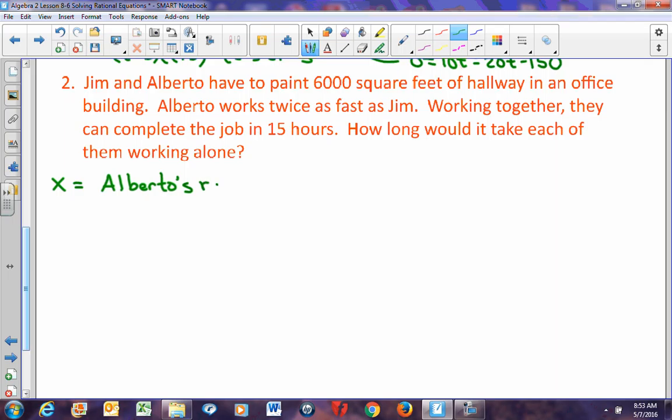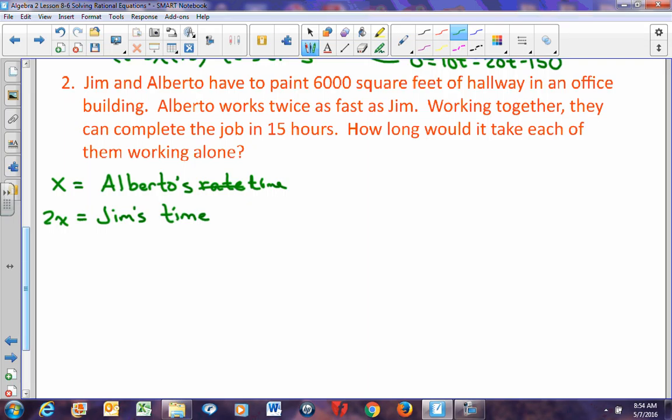I'll make it his rate. And it says Alberto works twice as fast as Jim. So if Alberto takes 5 hours to do something, Jim would take twice as long as that, or 10. So that means 2x is going to be Jim's time, because he takes twice as long. So Alberto's time is x and Jim's time is 2x.